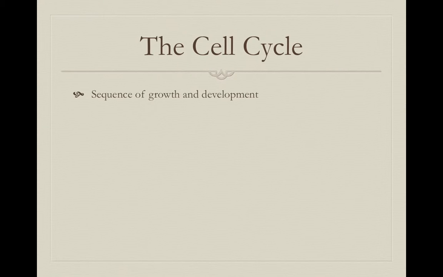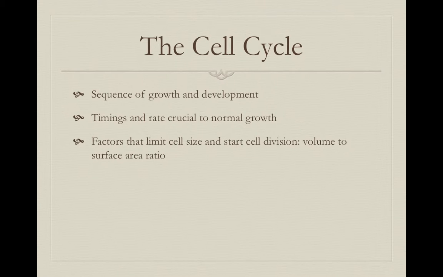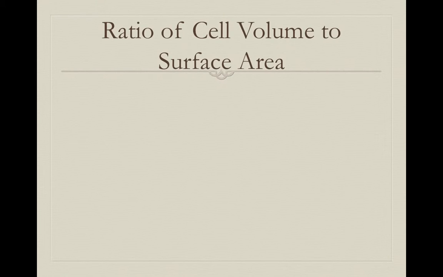So let's talk about the cell cycle. It's a sequence of growth and development, and its timings and rate are crucial to normal growth. If your timings and your rate are off, if the cell cycle is off, you're not going to be growing normally. And there are factors that do limit the cell cycle: cell size and cell division, which is the volume to surface area ratio. So the ratio of cell volume to surface area.